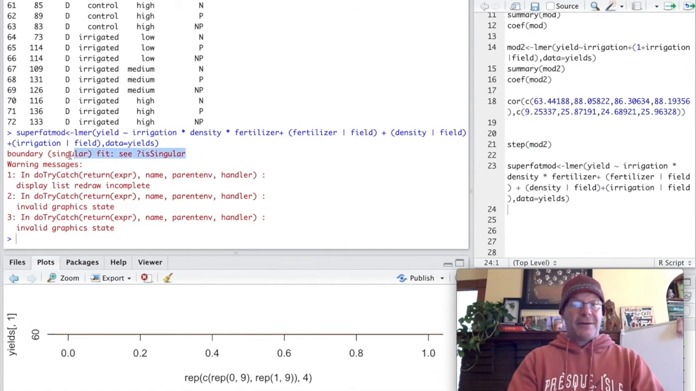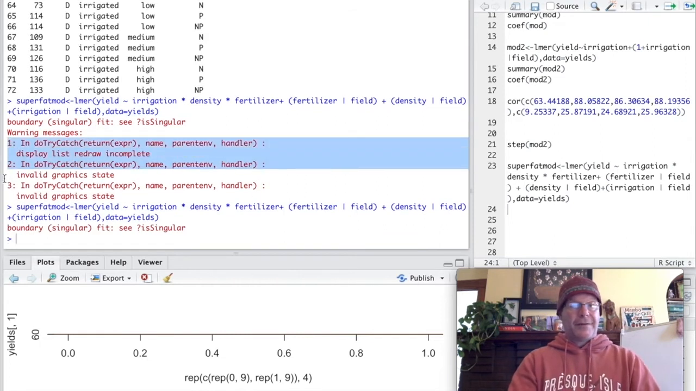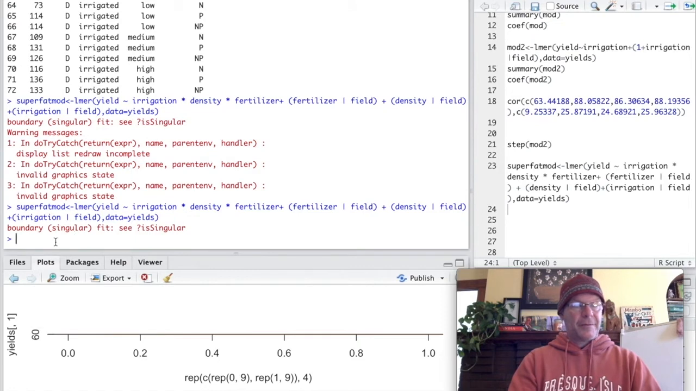And again, what you see here is we get this singular fit warning. And we also get all these other warnings that we always get whenever I have an extra monitor hooked up to my computer for some reason. But here again, it's saying we might have a problem. There's a singular fit, meaning that the internal workings of the computer could not come up with an independent solution for all of those different slopes and the intercept in the error term.